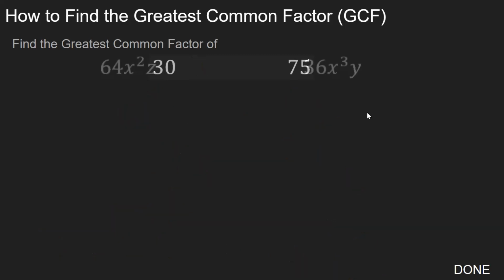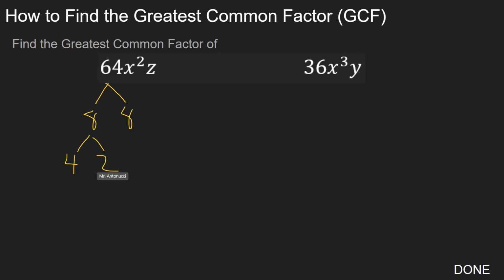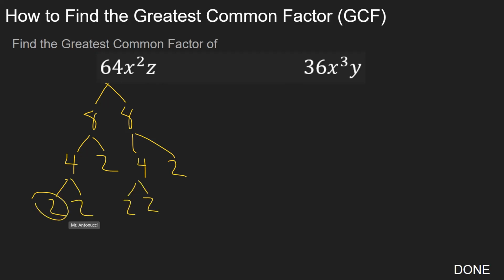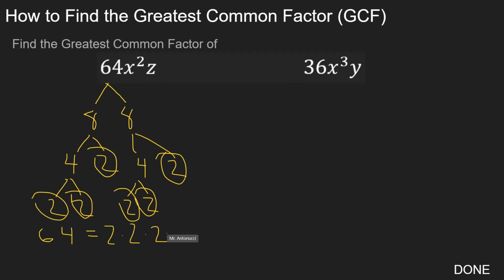All right, let's do one more example that's a little bit more difficult and also contains variables. You do the same thing. You start off by doing the factor tree. 64 is 8 times 8. 8 is 4 times 2. 4 times 2 here. And then 4 is 2 times 2. This 4 is 2 times 2. So you get 1, 2, 3, 4, 5, 6 factors of 2. So 64 is 2 times 2 times 2 times 2 times 2 times 2. And then you have the x squared. X squared means x times x times another factor of z.